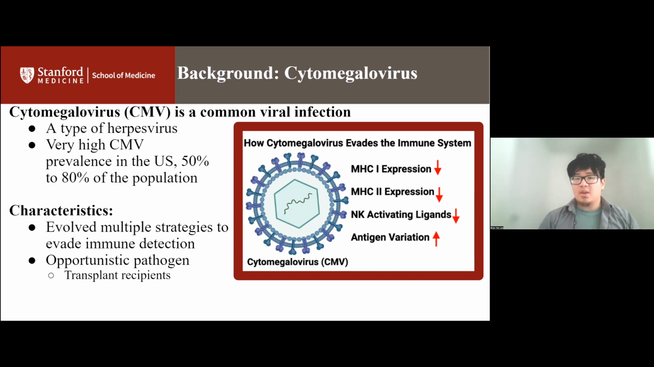And the immune system has several ways of dealing with CMV. Likewise, CMV has one of the largest DNA genomes that we've ever discovered in a virus, and has a multitude of ways of actually evading our own immune system, right? Such as MHC1 decreased expression, MHC2 decreased expression, it can decrease NK activating ligands, and then they have very high antigen variation. So all those factors really make CMV a very hardy infection, and chronic CMV infection wreaks havoc on our immune systems, especially in transplant patients.